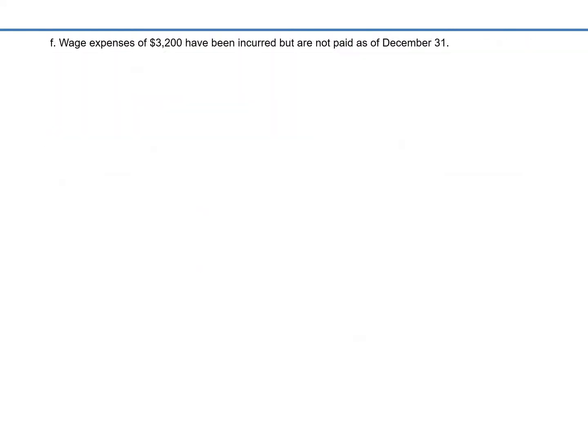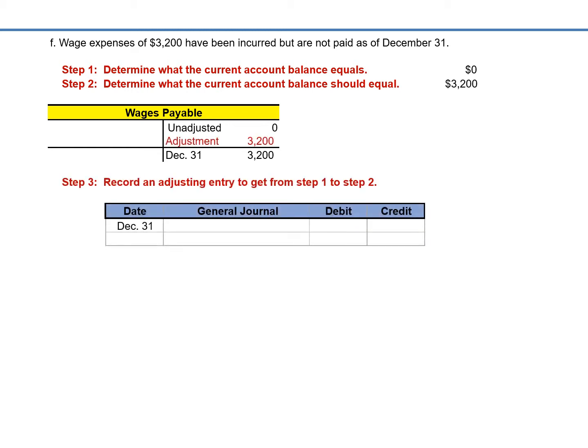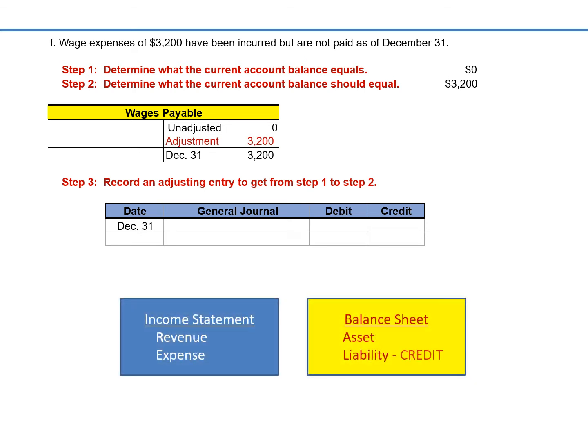All right, in Part F, wage expense of $3,200 has been incurred but has not been paid as of December 31st. So our balance is currently 0 and our wages payable needs to be $3,200. And so in order to increase a liability, we increase liabilities with credits. So we need a credit to wages payable of $3,200, and we need a debit to wage expense for $3,200. Okay.